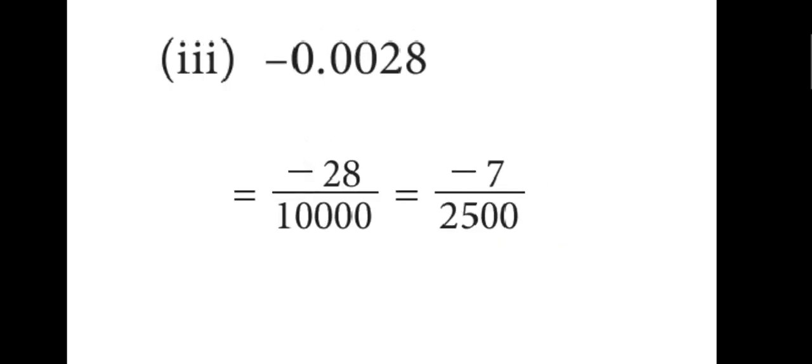And the third question, minus 0.0028. When we divide this by 10,000 and cancel by 4, we can cancel by 4. So the answer is minus 7/2500.